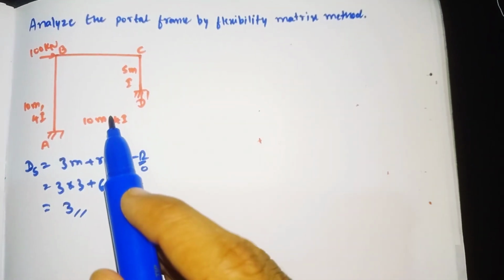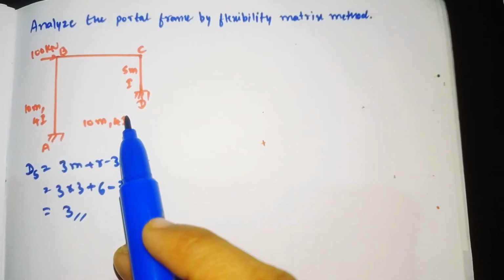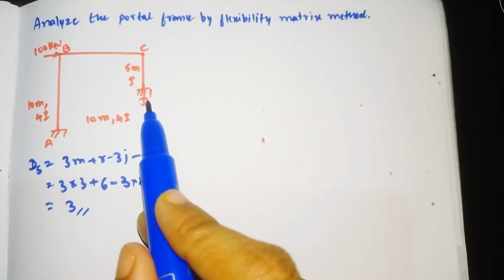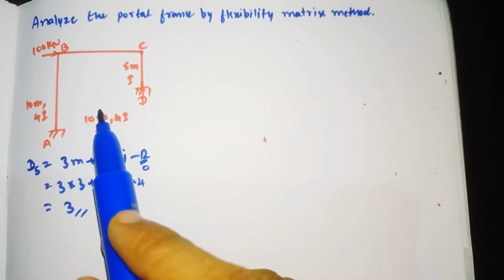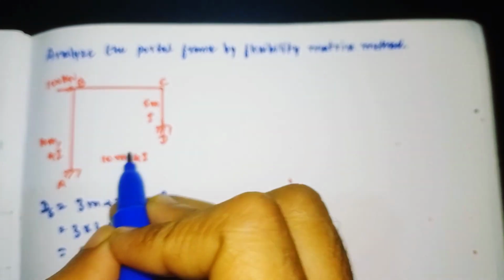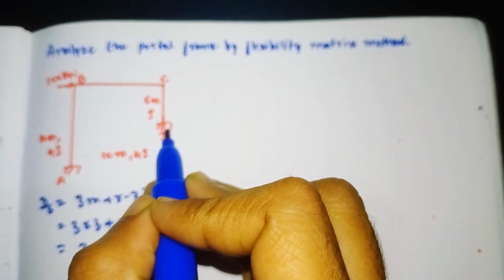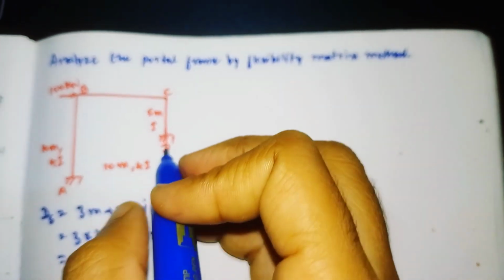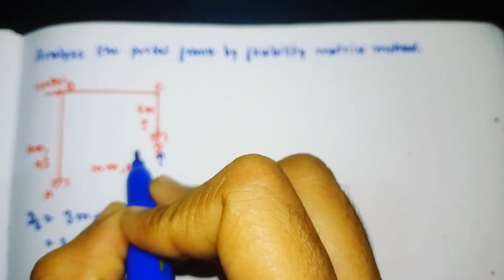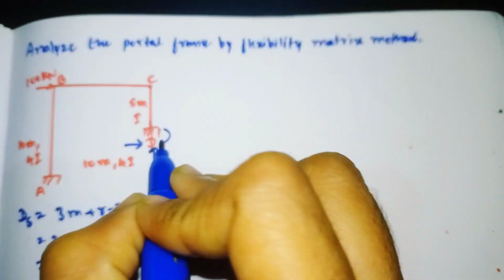So this is statically indeterminate. To make it statically determinate, we need to remove the 3 redundants in this structure. So we need to release the 3 redundants. I am taking support D to release the 3 redundants. I will give the vertical and horizontal forces and one moment.